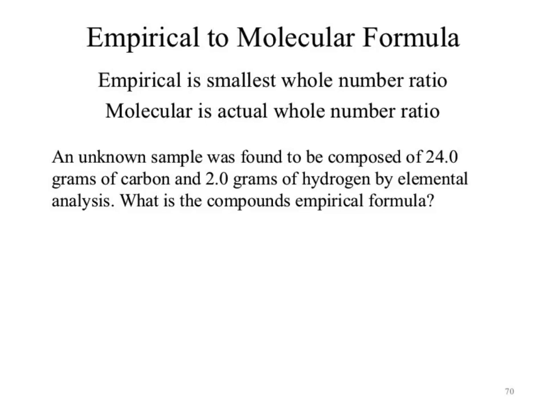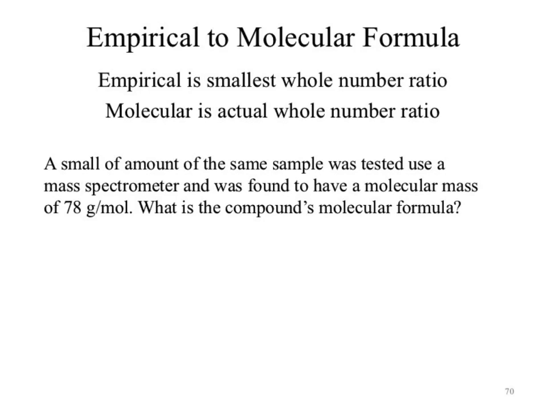Okay. So let's move to our empirical to molecular formula. Our empirical formula was the smallest whole number ratio. The molecular formula is the actual whole number ratio. If we look at this question, you might be like, well, didn't we just solve this? Yes, but no. It just says the empirical formula, so let's change it. A small amount of the same sample that we just tested was found to have a molecular mass of 78 grams per mole. What is this compound's molecular formula? So we just tested it and determined the empirical formula to be what?